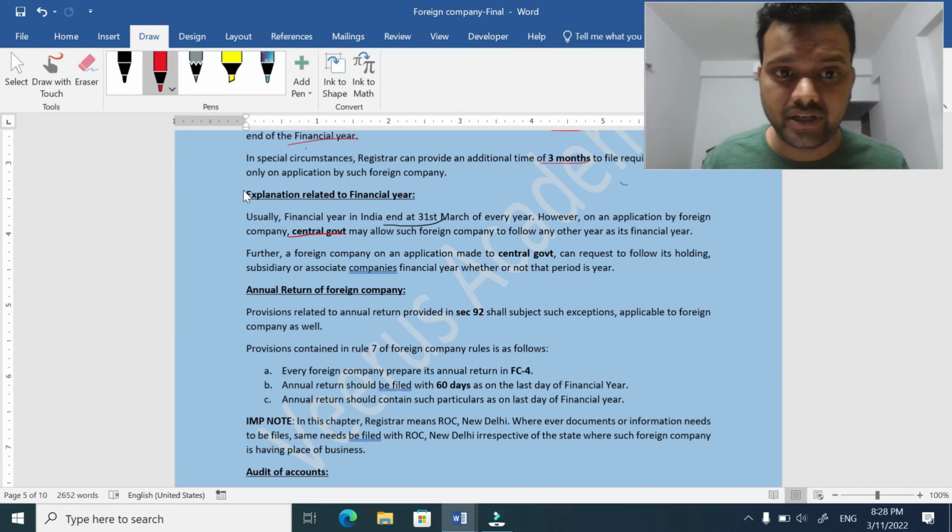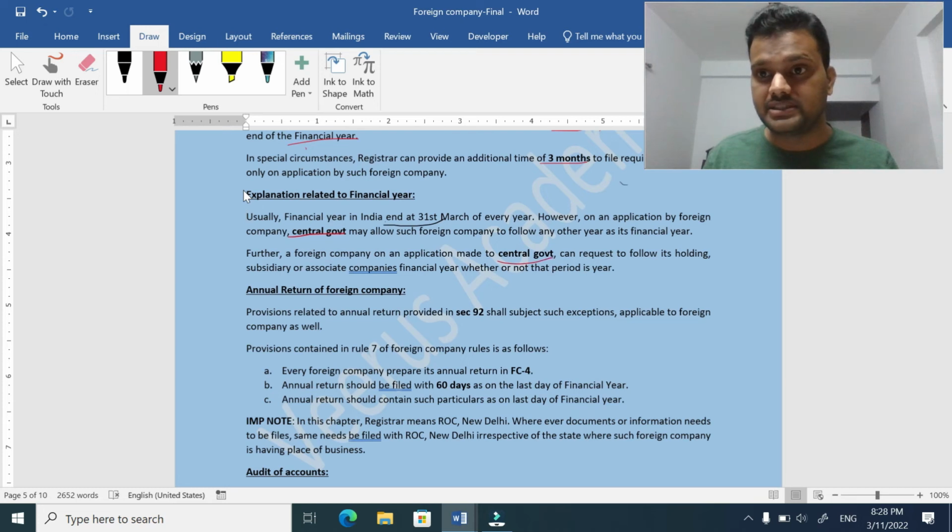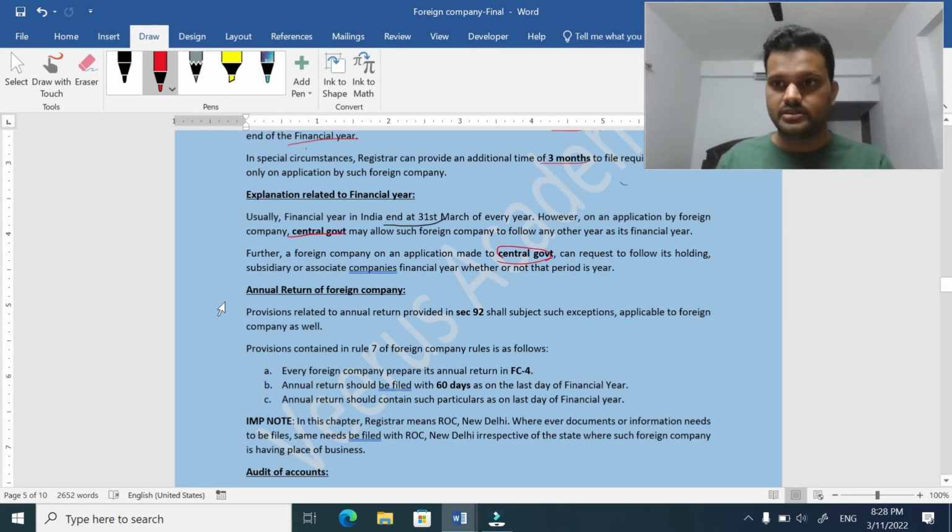And one important point here. Here they have mentioned central government, not ROC. ROC doesn't have the right for this relaxation. Only the central government can do this. This is an important point to remember. Don't mention ROC here. It is the central government. Now the last one of this compliance requirement, that is annual return.